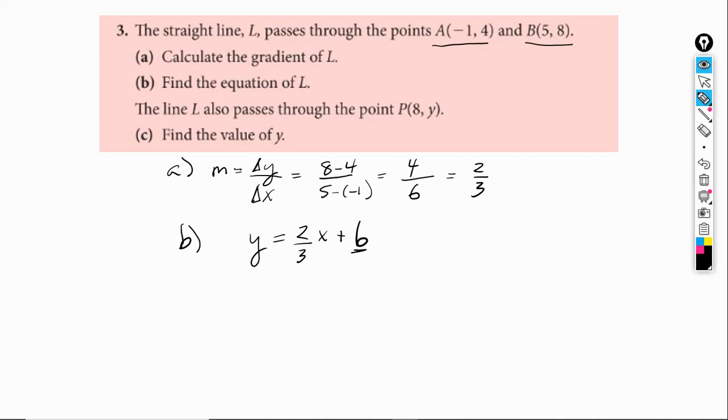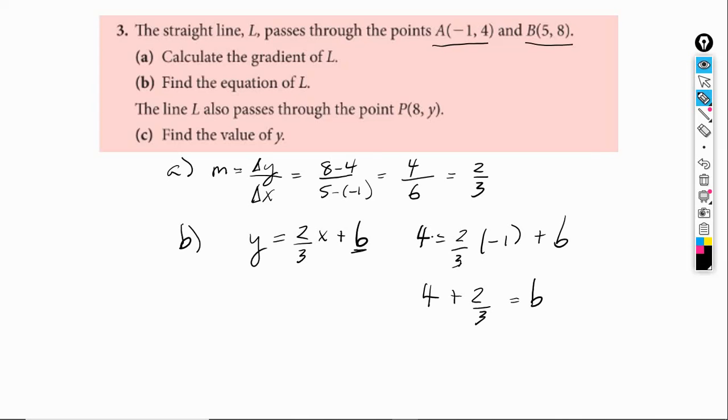So in point A, the coordinate for y is 4. So we write 4 equals 2/3 times x, which is in this case -1, plus b. So now we can solve for b. Let's move that to the other side: 4 plus 2/3 is equal to b.